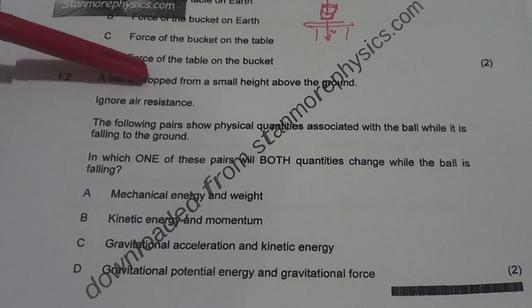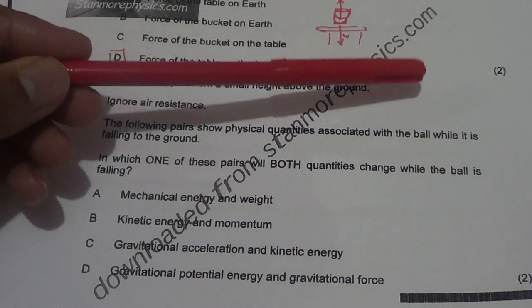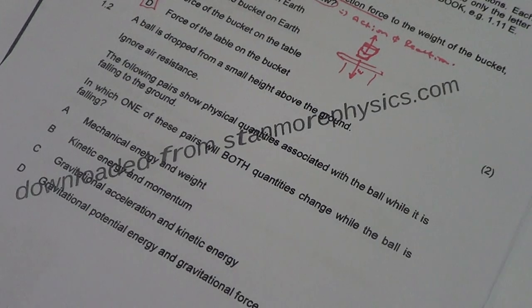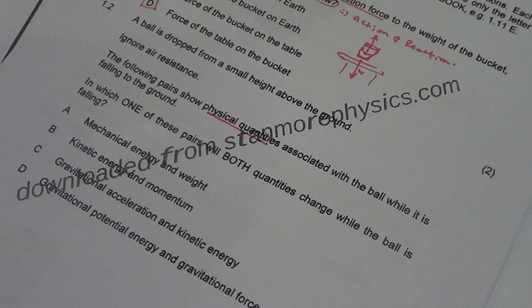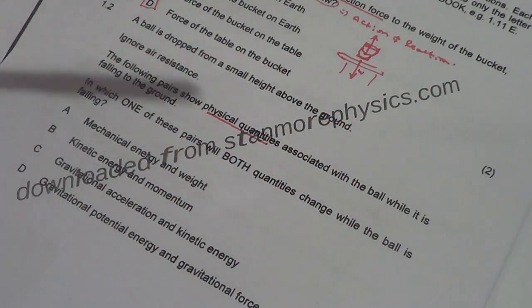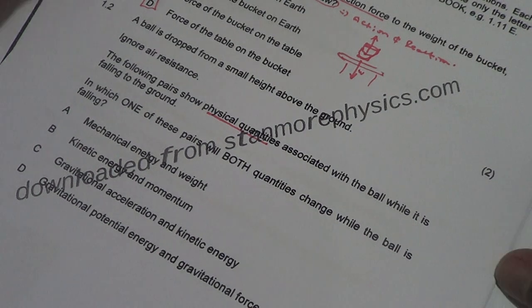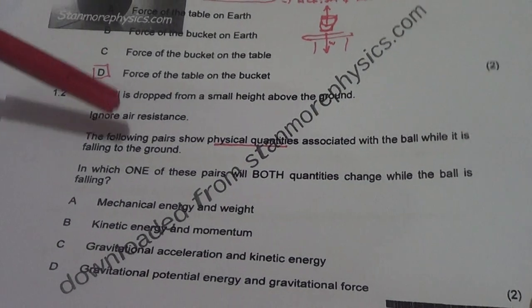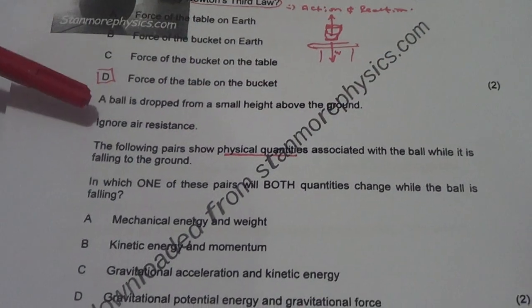Okay, so it says the following pairs show physical quantities associated with the ball while it is falling to the ground. Now, what do you know about physical quantities? We have scalar quantities, where it's just a physical quantity with just magnitude. But we have vector quantities, which is magnitude as well as direction. All right, so let's see what they are talking about now.